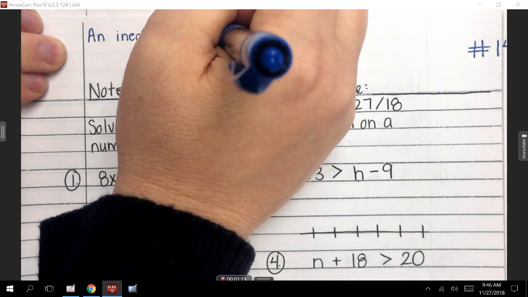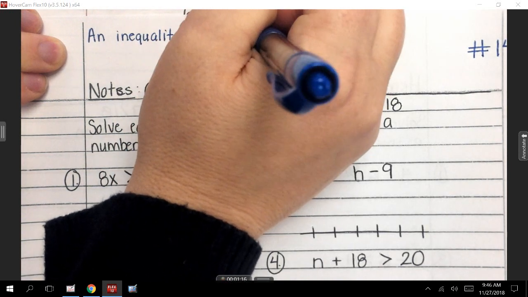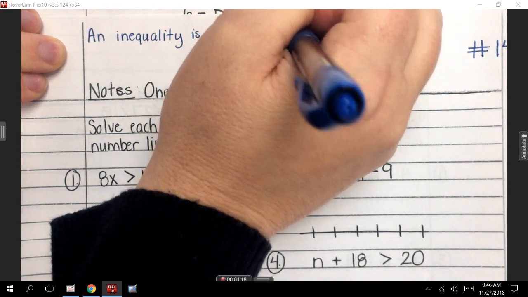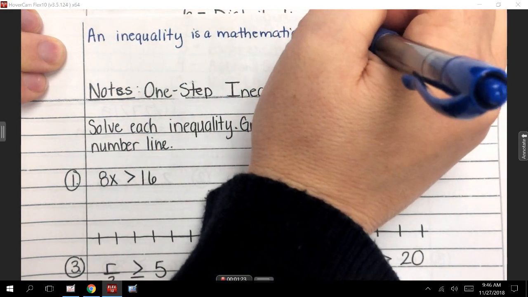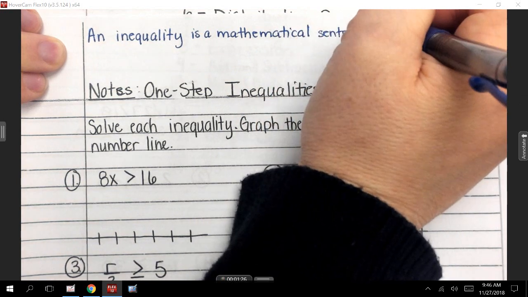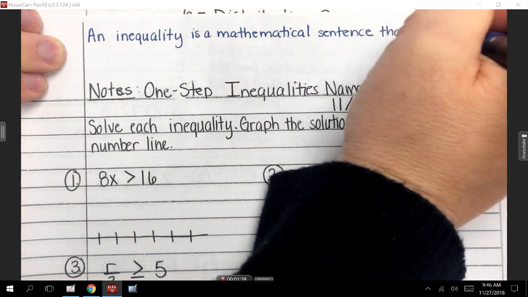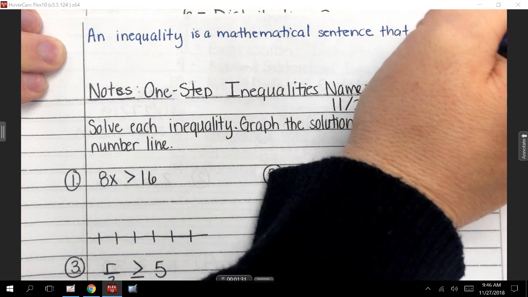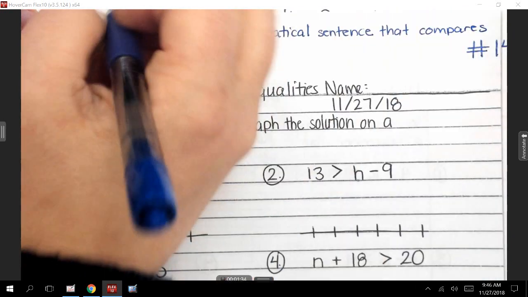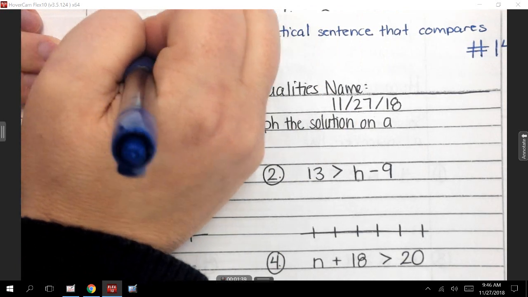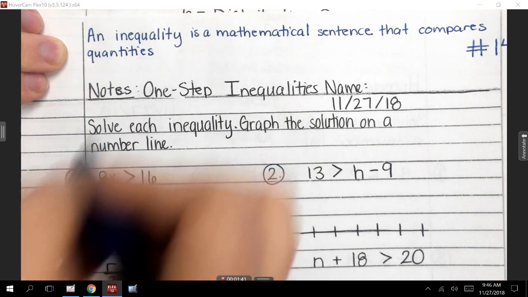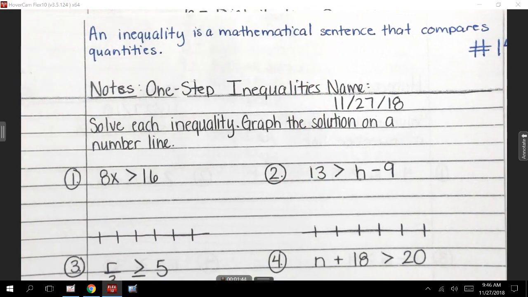An inequality is a mathematical sentence that compares quantities. What is the vocabulary word there? Inequality.